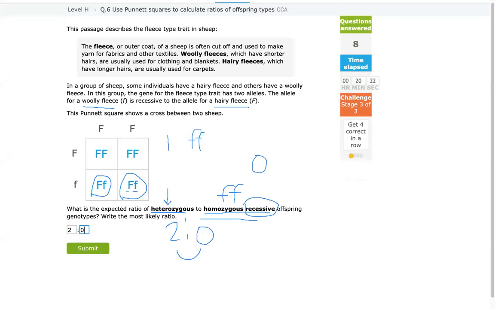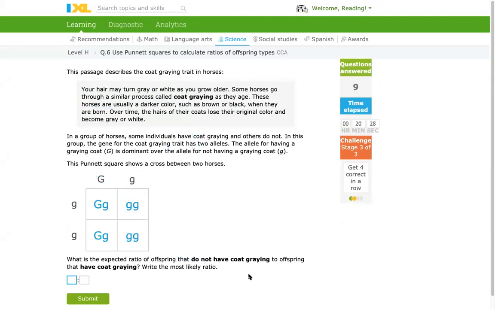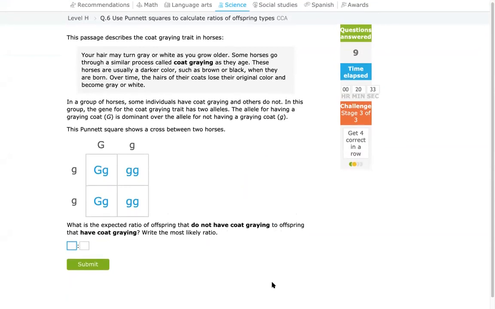Two to zero. It's going to be 2/0. Okay, I feel like we need to do this. I messed up the turn. I feel like we gotta go through it one more time. What do y'all think? Here's another one. Yeah, give us the same type. Read through it first.